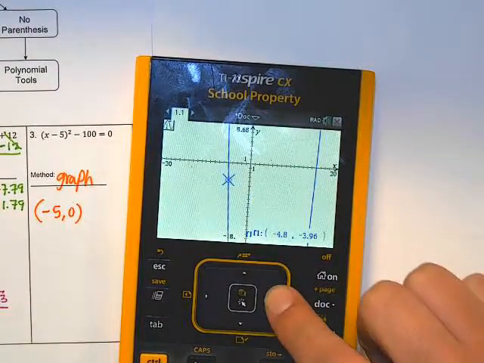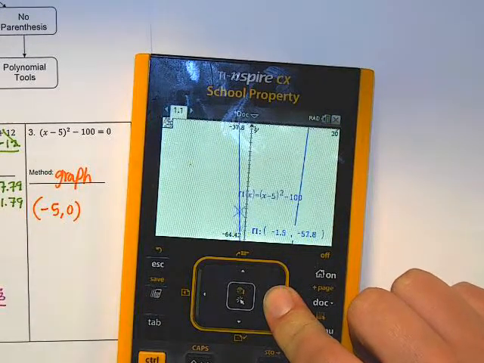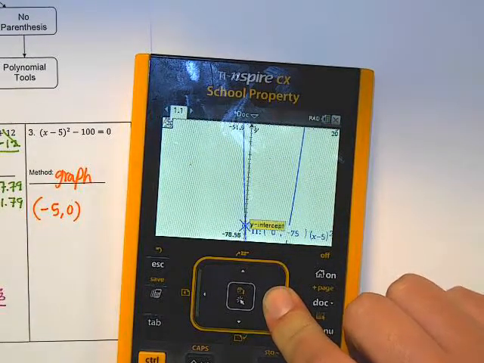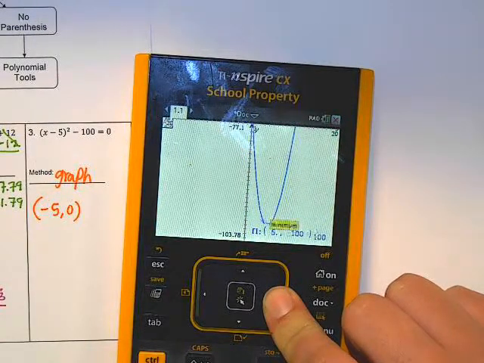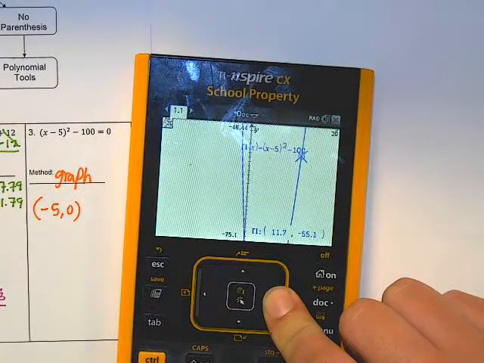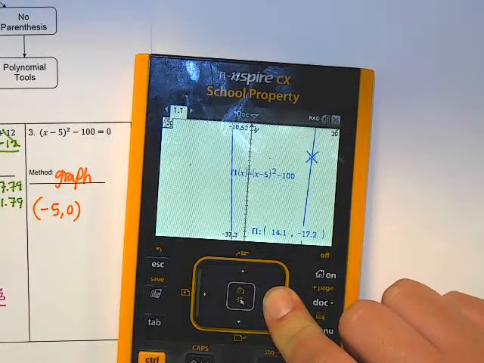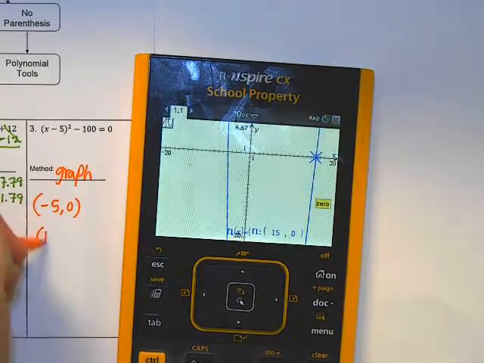And now I'm going to go to the right. It's faster if you hold it down. My y-intercept tells me my y-intercept and my minimum, but all I care about is my roots. Okay, my second 0 is 15, comma 0.